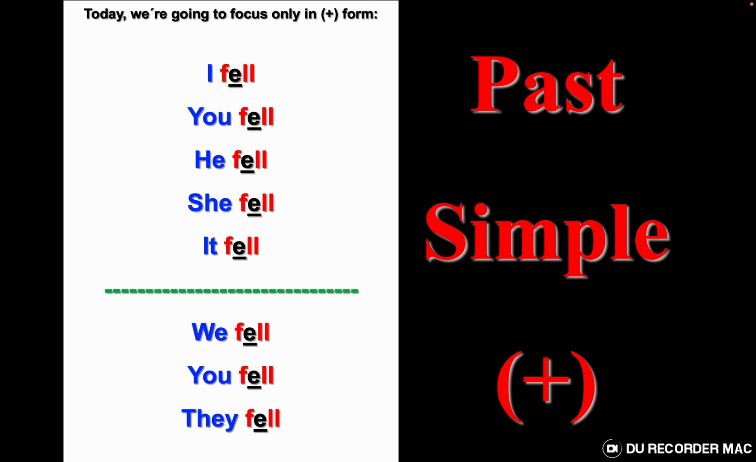Fall. Fall is the present. So we are going to change A to E. Fell. So fell is the past of fall. Let's see fell with all subject pronouns. I fell, you fell, he fell, she fell, it fell, we fell, you fell, they fell.